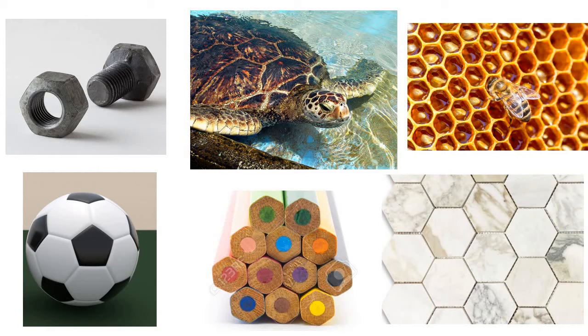Here's some real-world examples of hexagons. We have hex bolts. It shows up on a turtle's shell. All of the beehive honeycombs are hexagons. The white part of a soccer ball is a hexagon. We said the black are pentagons, the white are hexagons. If you look at most pencils, colored pencils and regular pencils, they usually are hexagons in terms of the number of sides they have. And a lot of tile patterns, whether on the walls or on the floor, are often hexagons as well.